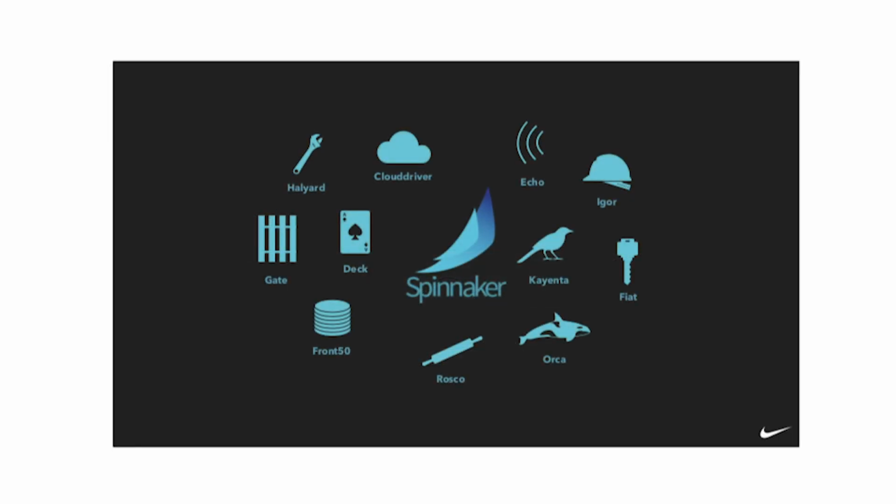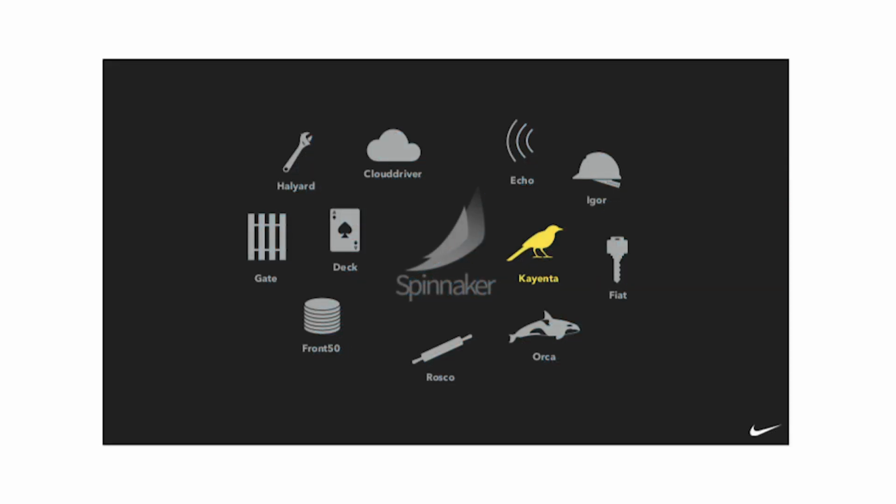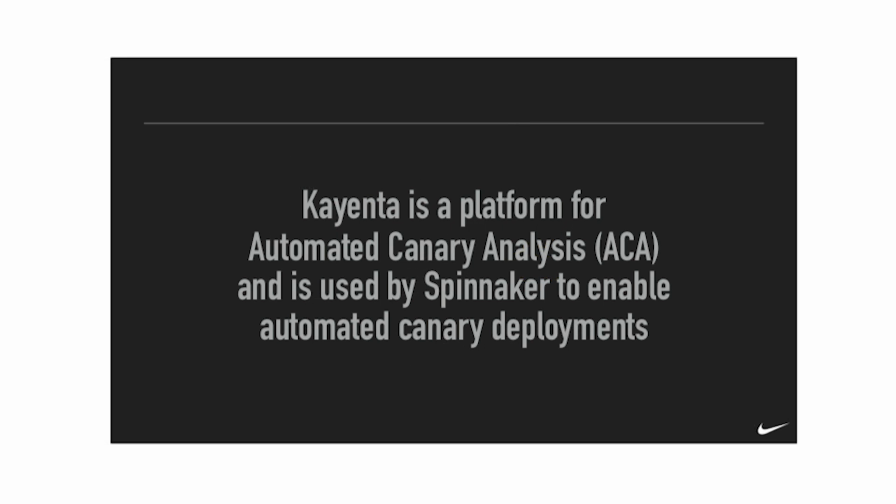Our search led us to Spinnaker's Kayenta. Spinnaker, as you probably know by now, is an open source, multi-cloud, continuous delivery system. Spinnaker is composed of many microservices that work together. One of those microservices is Kayenta. Kayenta is a platform for Canary analysis. It's capable of integrating many metric sources and doing A/B-style statistical testing.